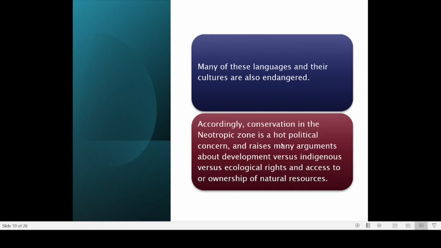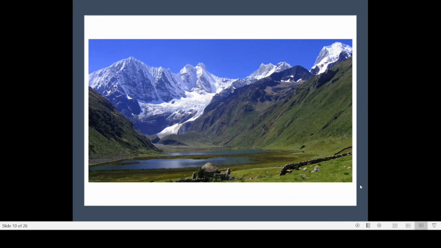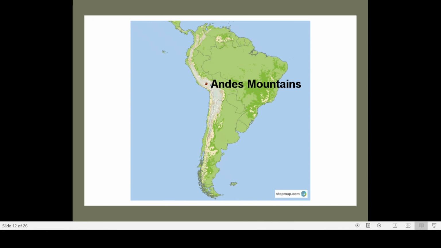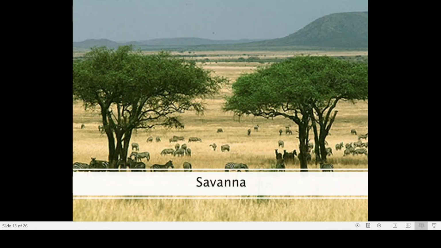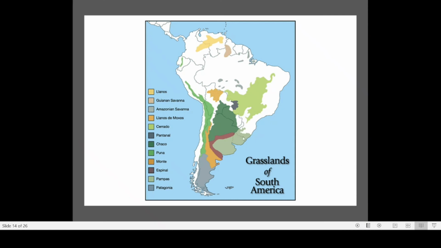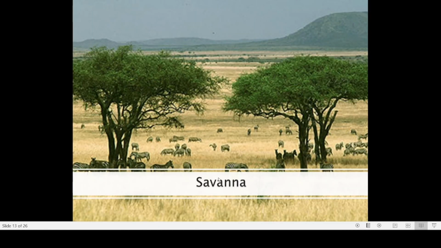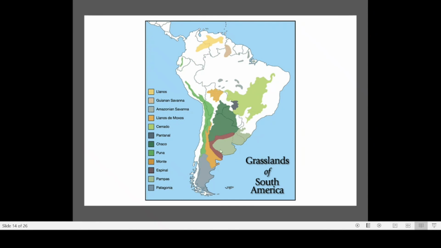So the neotropics are a hot political concern, because there is a lot of argument between development versus indigenous and ecological rights and ownership of natural resources. So all these are creating a lot of problems in the Amazon region or in the tropical regions of South America. So here you can see that if you go to the southern portion of South America, it has a large number of grasslands, and these are the grasslands of South America.